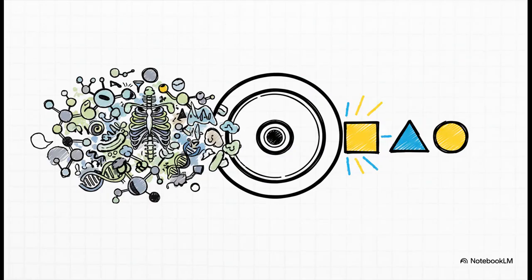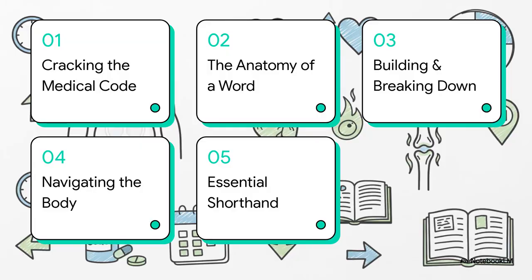And here's the big secret, the one thing you need to change in your thinking right now. Stop trying to memorize everything. This isn't about learning a whole new language from scratch. It's about cracking a code. And once you have the key to that code, well, you can unlock pretty much any term they throw at you.